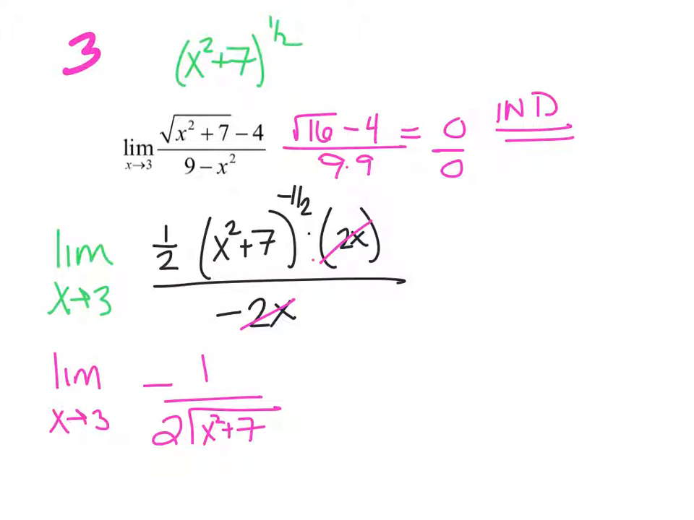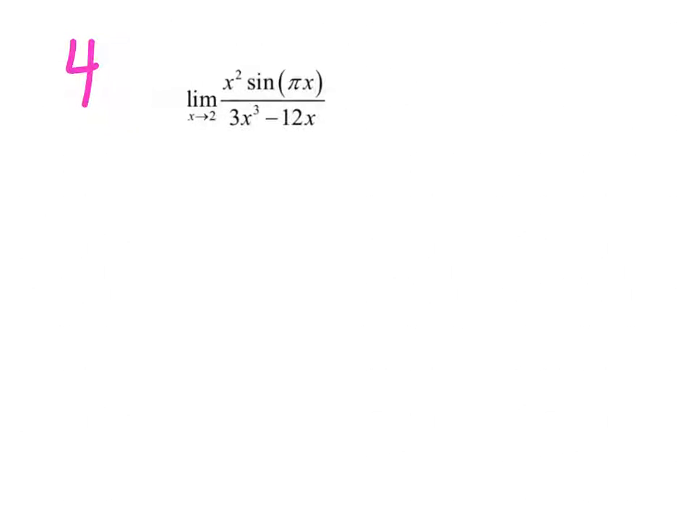And now I'll retake the limit. So I've got negative 1 all over 2 times the square root of 16, which of course is 4. So I'm going to go with negative 1/8. So again, an alternative method than the conjugate. Alright, example 4, and this is where L'Hopital's is really helpful when we start throwing trig functions in.